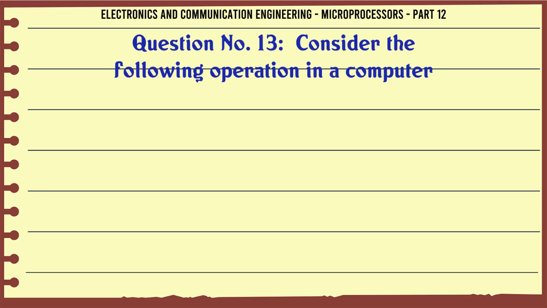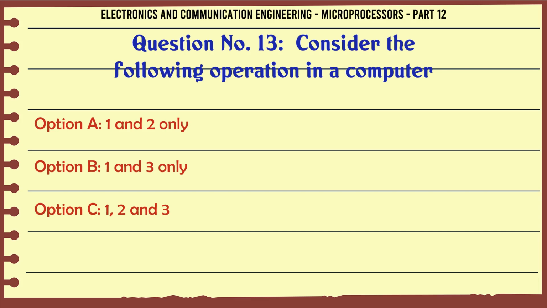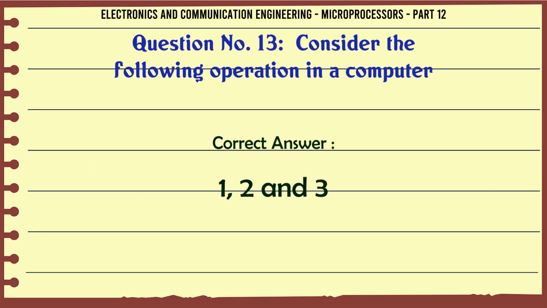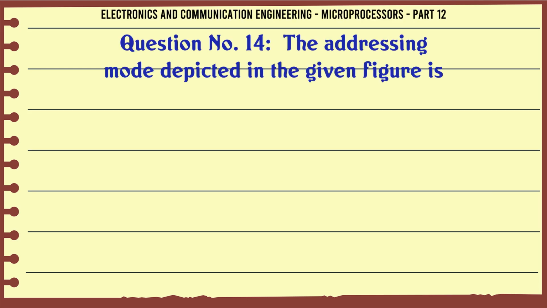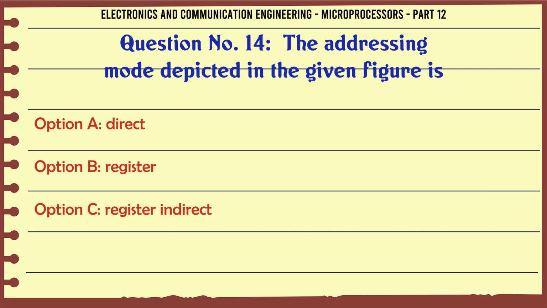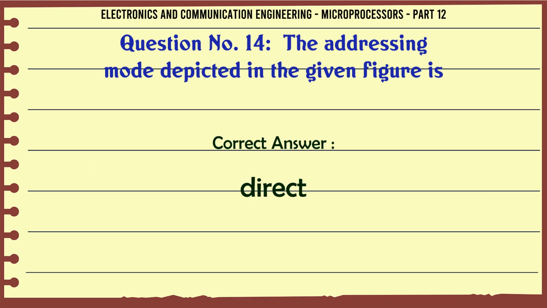Consider the following operation in a computer: A: 1 and 2 only, B: 1 and 3 only, C: 1, 2 and 3, D: 2 only. The correct answer is 1, 2 and 3. The addressing mode depicted in the given figure is A: direct, B: register, C: register indirect, D: implicit. The correct answer is direct.